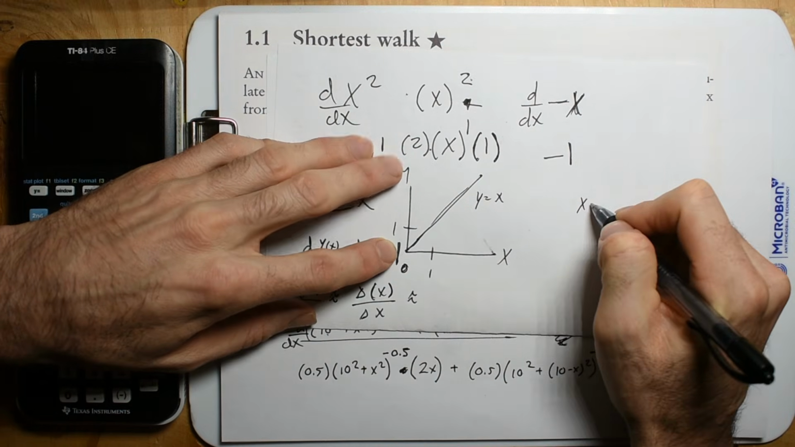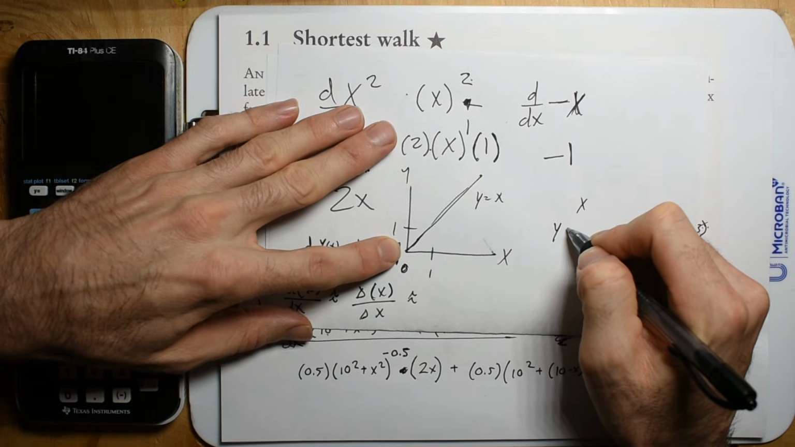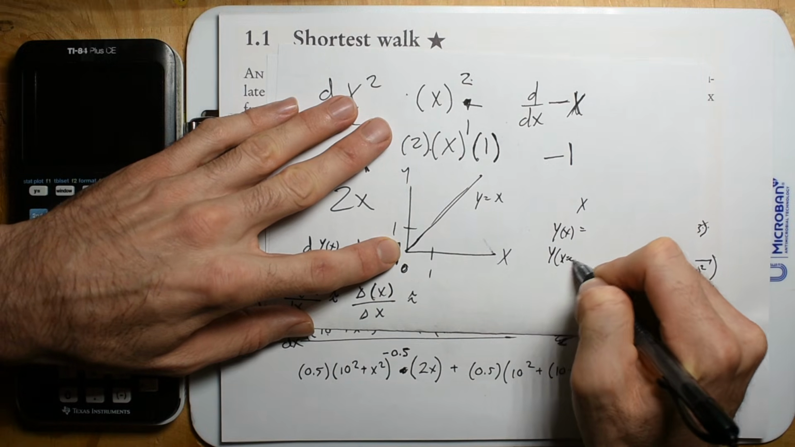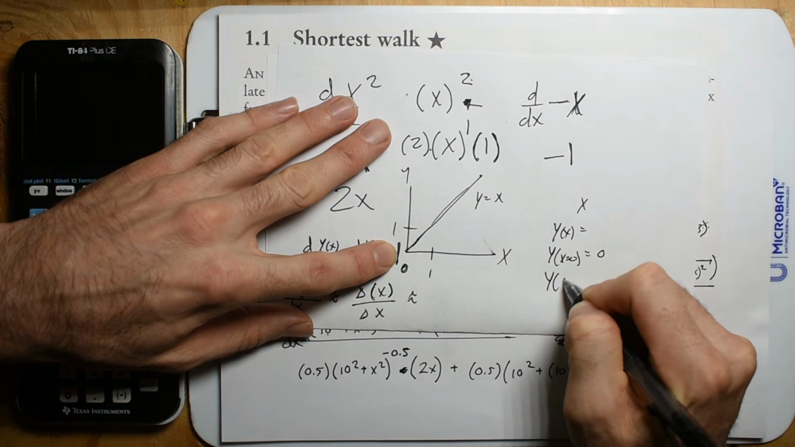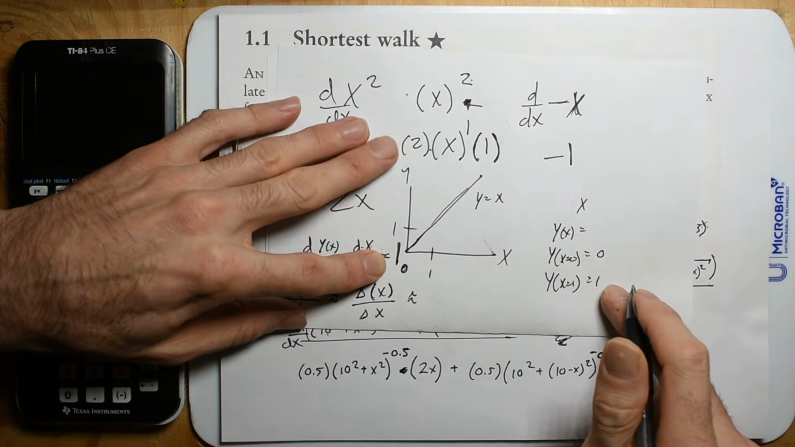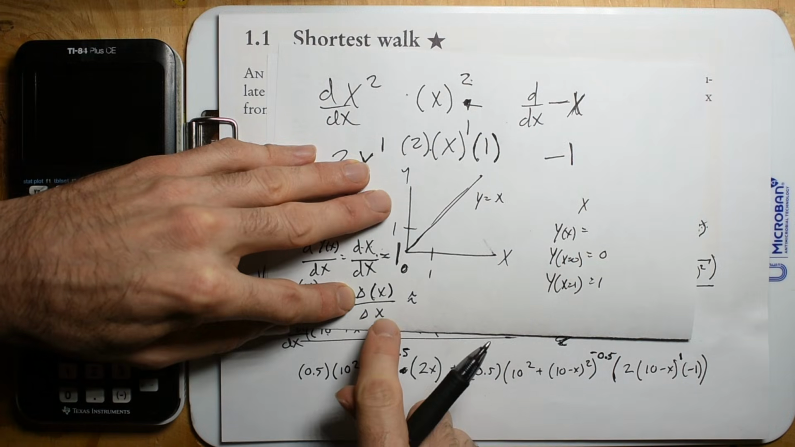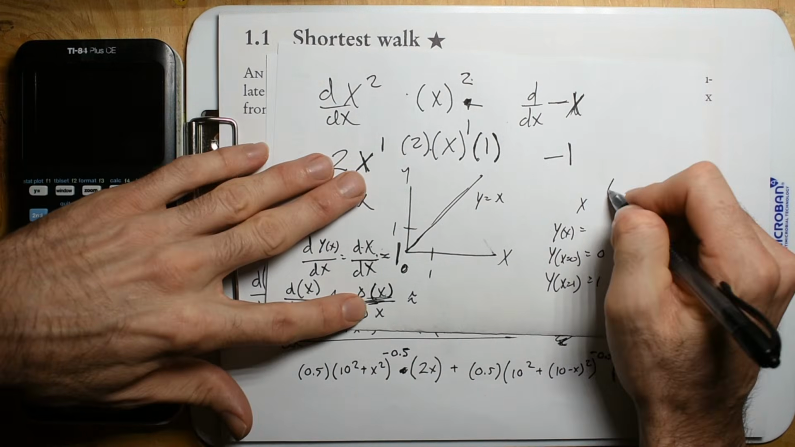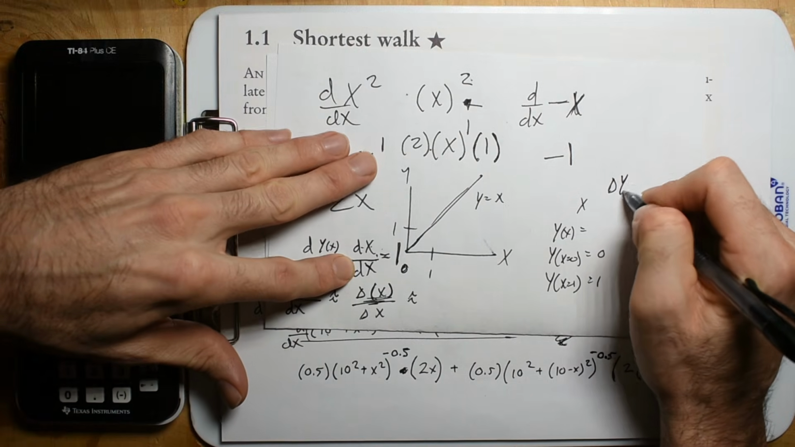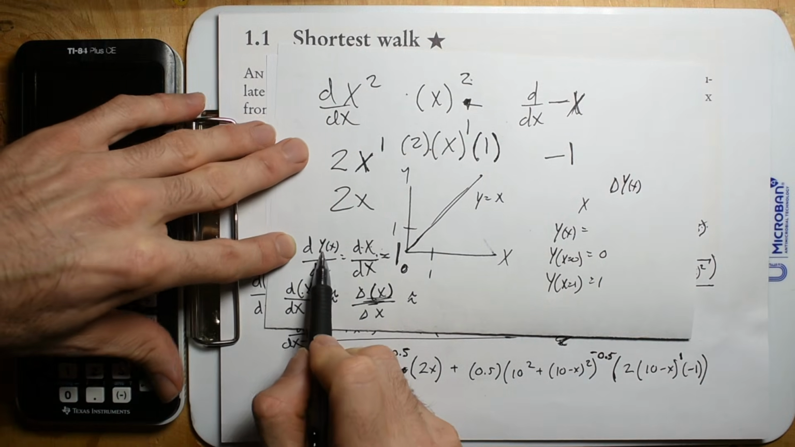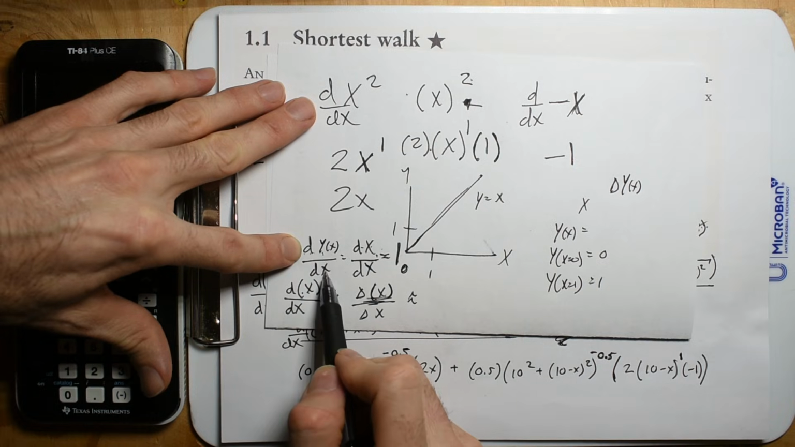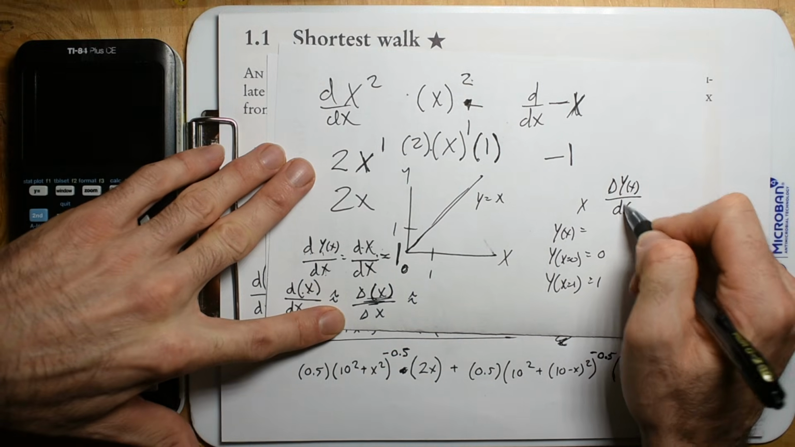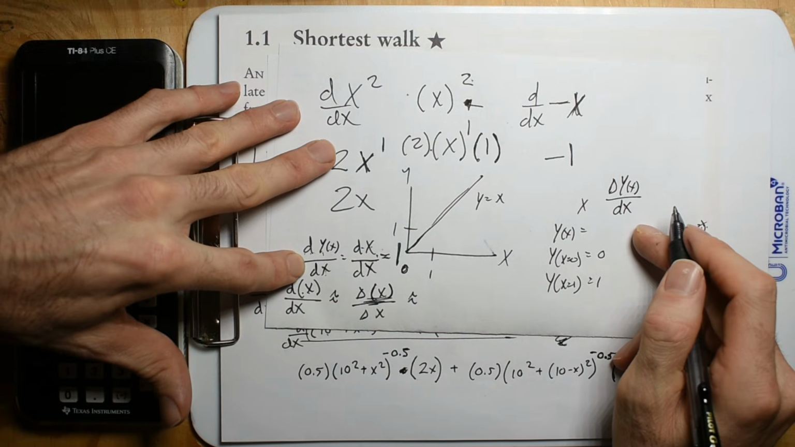So when x is 0, so we have y. y is a function of x, and so we can say y when x is 0 is 0. y when x is 1 is 1. So that's what we're going to analyze. We're going to figure out that change. So that change in y of x, that's the derivative. The derivative of y of x dx is the same thing as the change in the function y of x with respect to x.